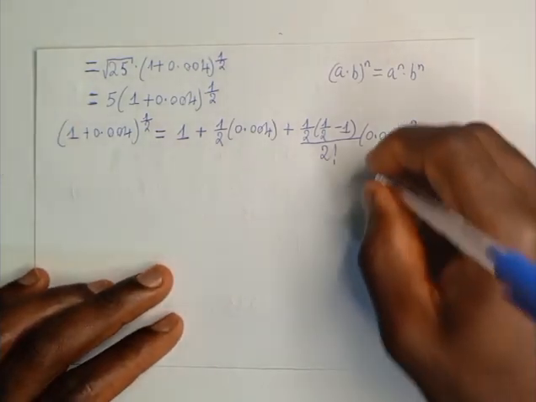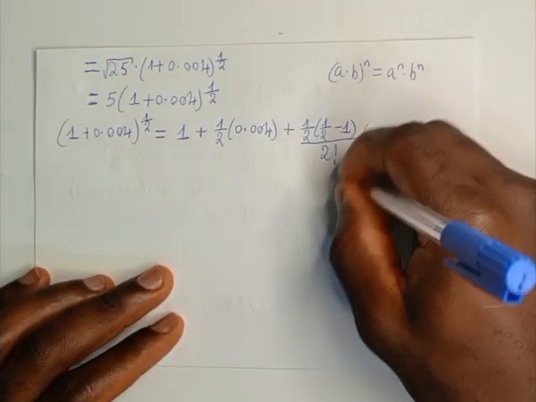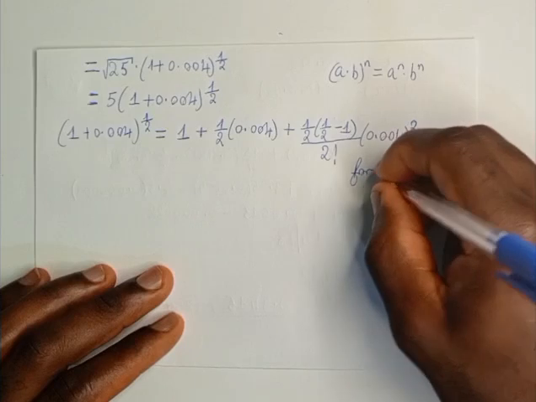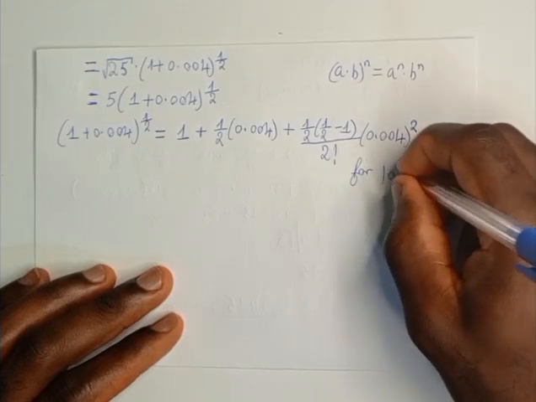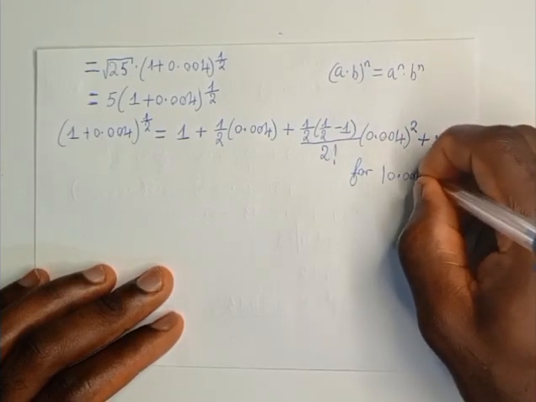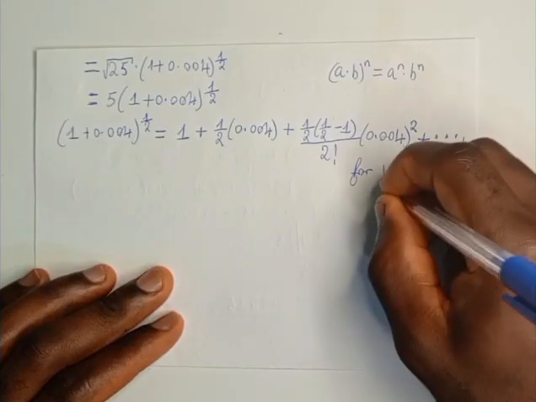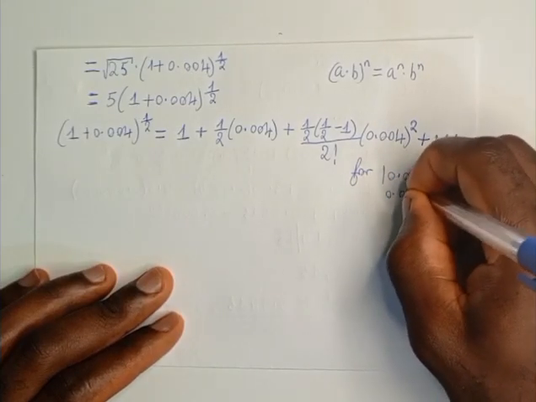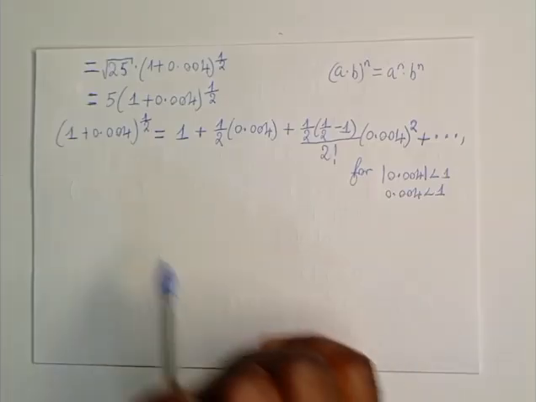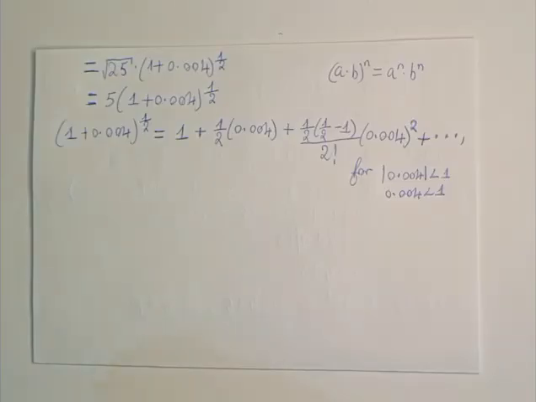You can see for the magnitude of 0.004 less than 1. You can see 0.004 is less than 1. That means this series converges.